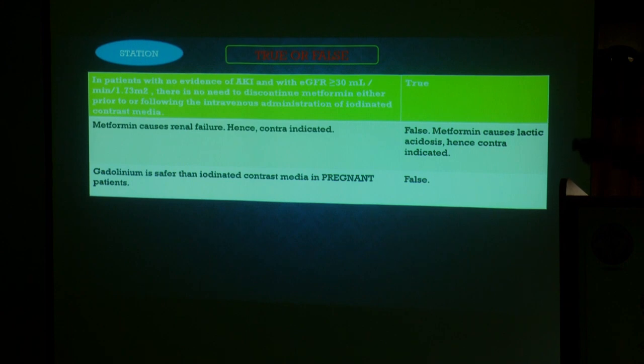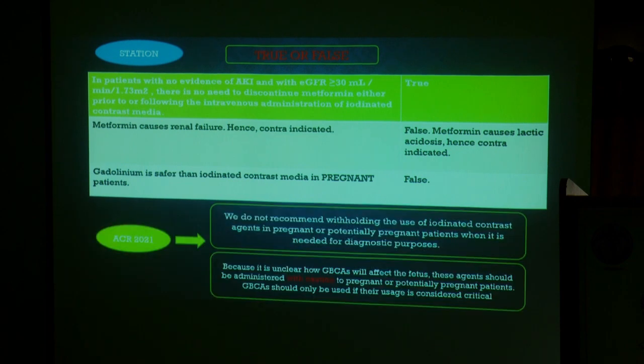Gadolinium is safer than iodinated contrast material in pregnant patients. True or false? False, because according to ACR guidelines 2021, see this box here, we do not recommend withholding the use of iodinated contrast in pregnant patients. The same manual states that because it is unclear how gadolinium-based contrast agents behave, they can be administered with caution. They are highlighting the term "with caution" for gadolinium, but for iodinated contrast agents they are not holding any caution. This is taken from the 2021 manual. It is getting updated every 1 or 2 years, so we have to go through it before the exams.